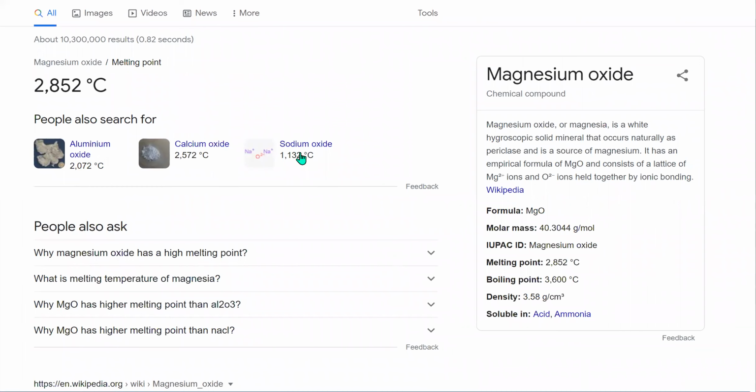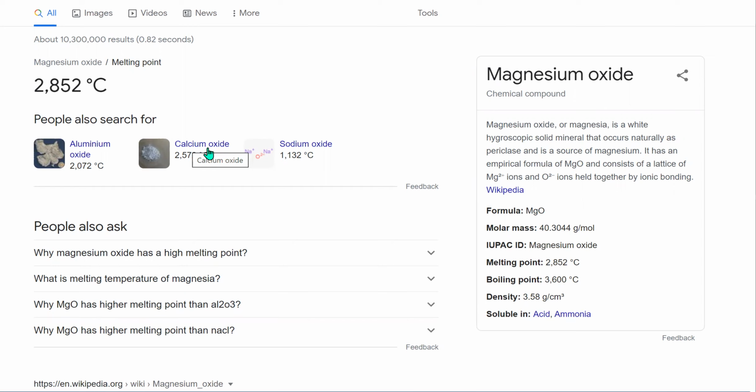Sodium has +1, so its melting point decreases. It's not that strong because Na is +1. Since Na is +1, the attraction to the oxygen ion, which is -2, is going to be lesser. Calcium oxide is stronger because calcium is +2 and oxygen is -2. So the charges are greater, and there's going to be more attraction.